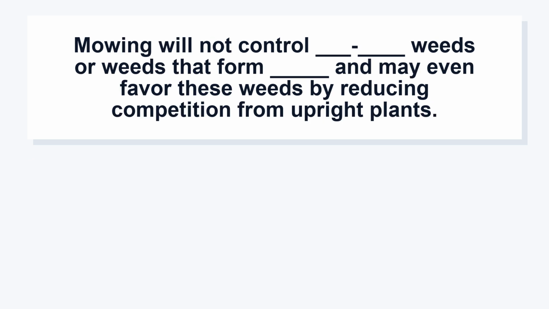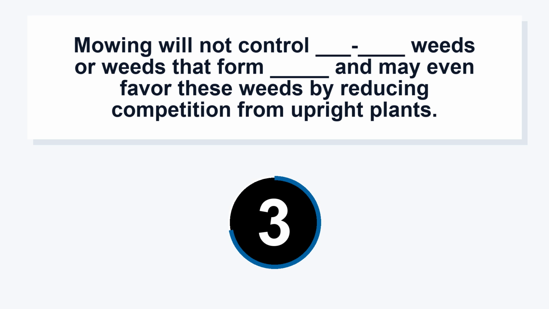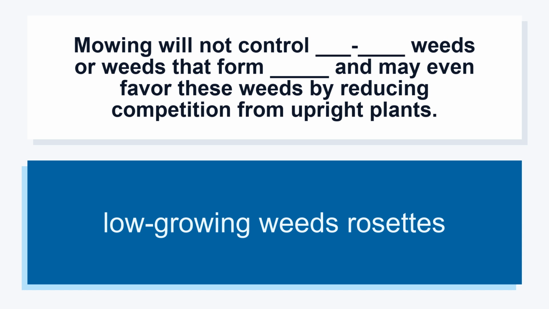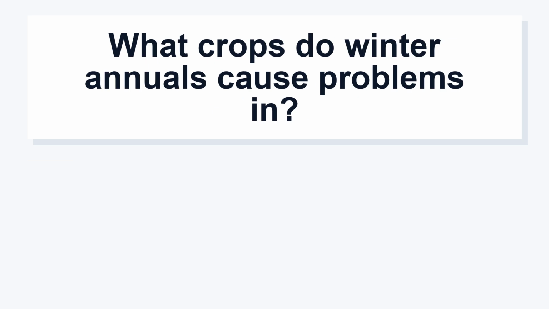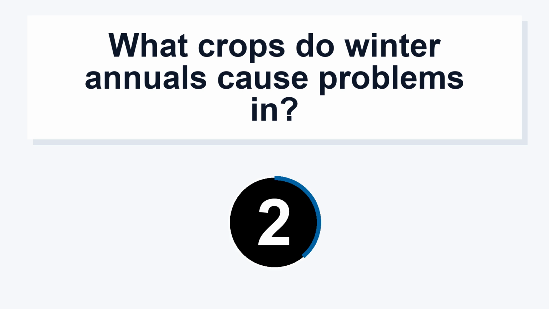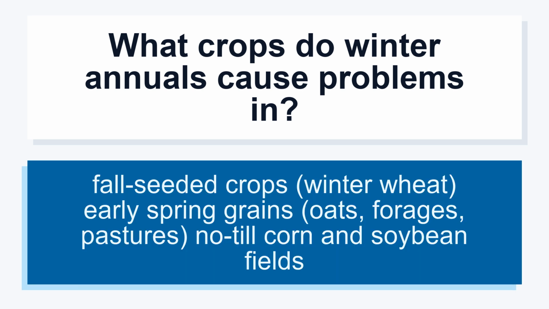Mowing will not control ______ weeds or weeds that form ______ and may even favor these weeds by reducing competition from upright plants. Low-growing weeds, rosettes. What crops do winter annuals cause problems in? Fall-seeded crops, winter wheat, early spring grains, oats, forages, pastures, no-till corn and soybean fields.